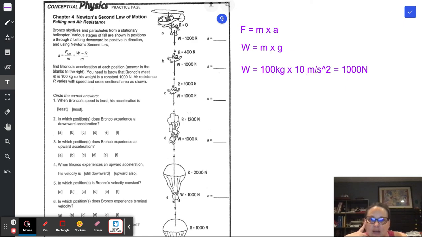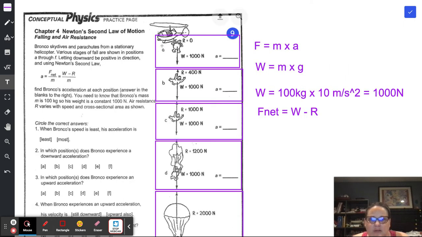So 100 times 10. The units do not cancel. So Newton is actually a derived unit of kilograms meters per second squared. So Newton is the same thing as kilogram times meter over second squared, because these units do not cancel. So it is a derived unit, Newton. So 1,000 newtons. So his weight will not change the whole time. If you look at the diagram, for all positions, so position A, B, C, D, E, and F, his weight is 1,000 newtons.